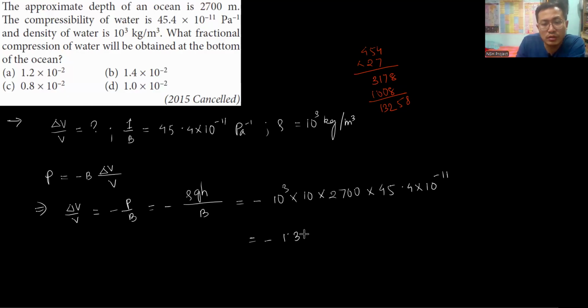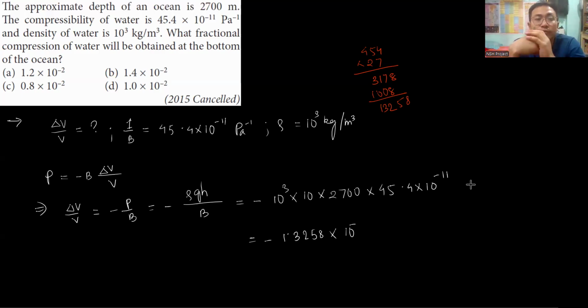1.3. 258 into 10 to the power... 10 into the minus 12. So 3, 4, 5, 6. 6, 8, 12, target minus 6. So 10 to the power minus 6. 10 to the power minus 6.